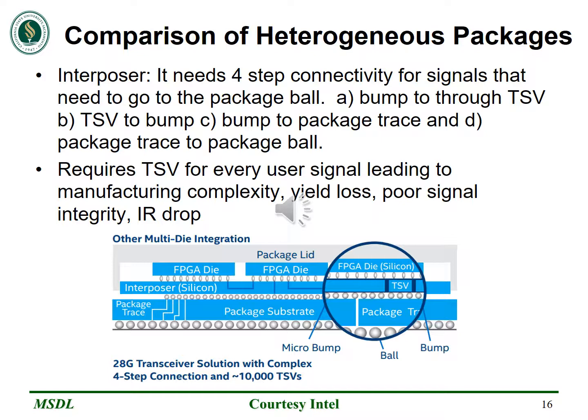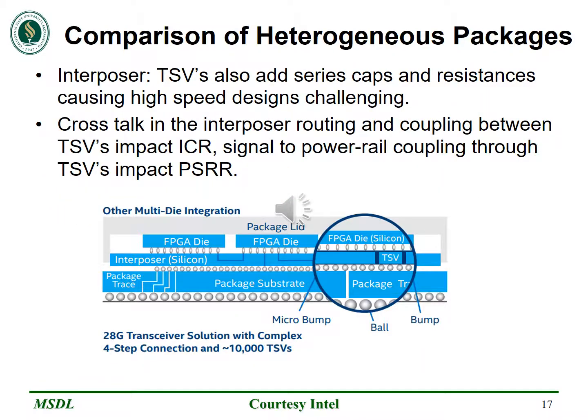Looking into the silicon interposer connectivity, it is a four-step process. It has to connect from bump through TSV, TSV to bump, bump to package trace, and package trace to package ball. So because of this, it has manufacturing complexity. Not only that, it has yield loss, poor signal integrity, and IR drop too. Continuing to talk about silicon interposer, TSVs also add series inductance and resistance, making high-speed design challenging. Crosstalk in the interposer routing and coupling between TSVs impact ICR. Signal to power rail coupling through TSVs impacts power supply rejection ratio too.